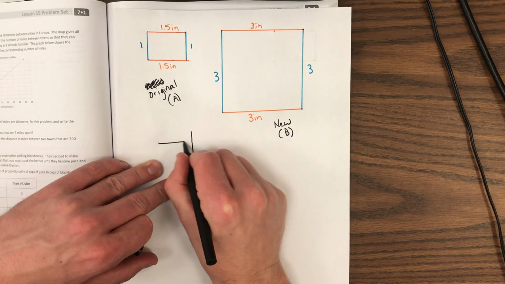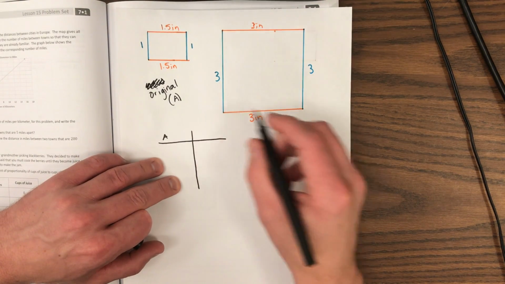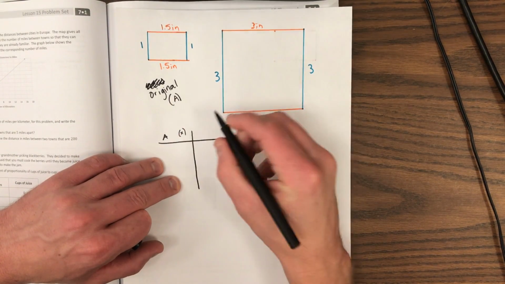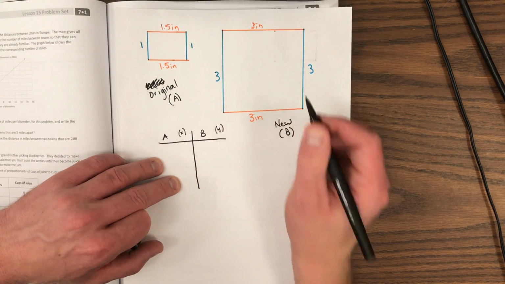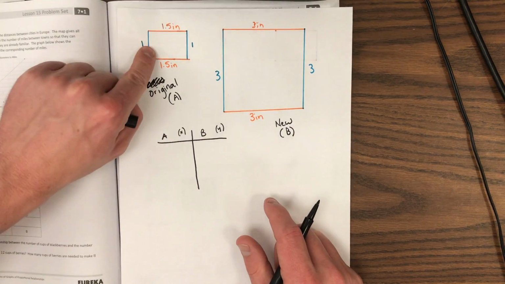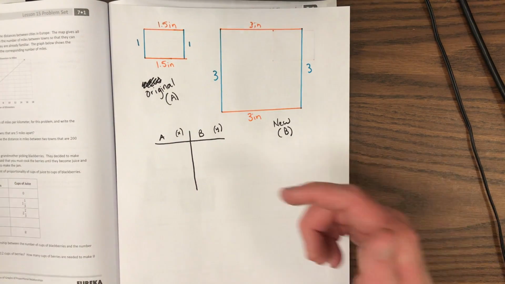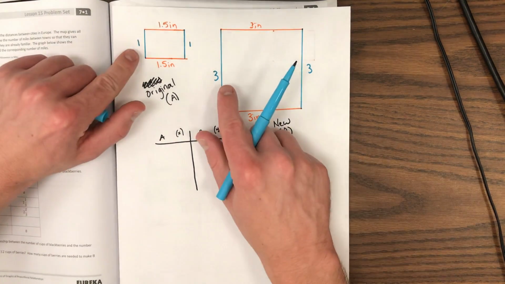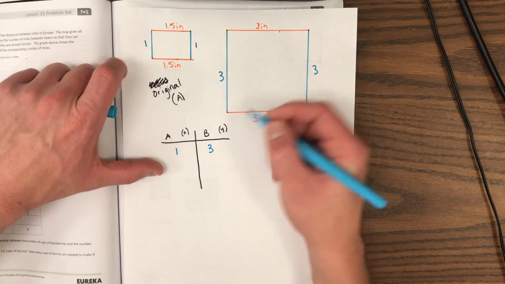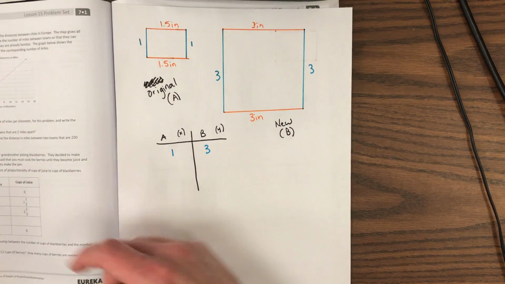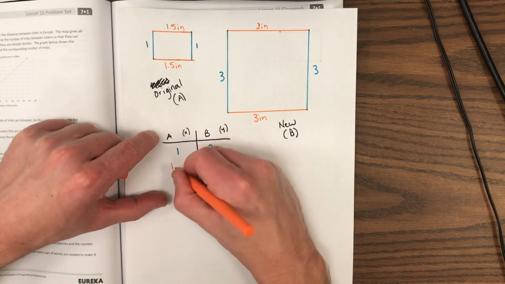We make a column and call these our A values, or remind ourselves that it's X. Call these our B values, or remind ourselves that those are Y. So these values will come from this drawing, and these values will come from this drawing. We put corresponding side lengths next to each other. So I've got 1 and 3 in blue, and I've got 1.5 and 3 in orange.